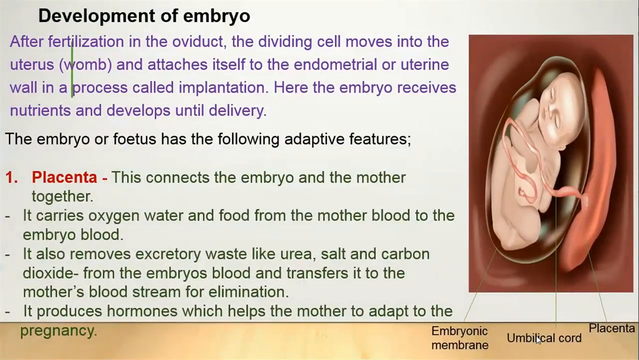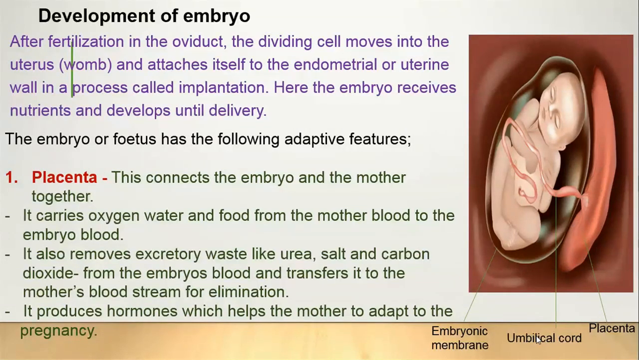So let's look at the development of the embryo. After the zygote has been formed, there will be some cell division, and then the baby needs to grow. Now after fertilization in the oviduct, the dividing cell moves into the uterus or the womb and attaches itself to the wall of the womb, and this process is called implantation. So implantation is the what? Attachment of the zygote cell or dividing cell to the wall of the uterus. Here the embryo receives nutrients and develops until delivery.